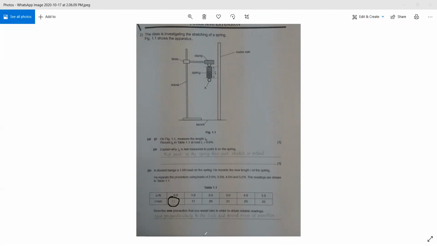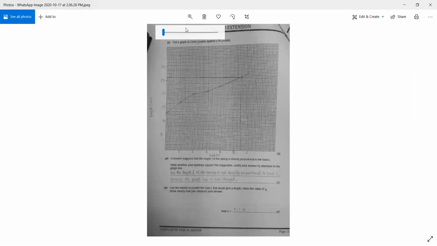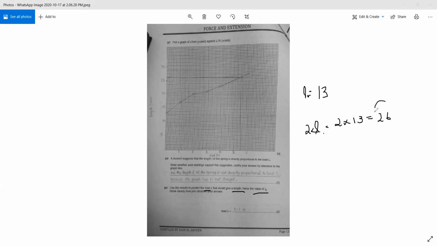So in the next part, they're asking: use your result to predict the load when the length is twice the original. So if the original length was 13, then twice the original length will be 13 multiplied by 2, which equals 26. So you will draw a line from 26. When the length is 26, draw a line and then find the load. And that will be your answer. Is it clear? Any doubt in this?